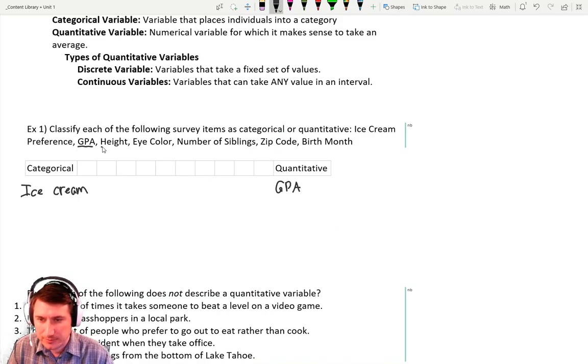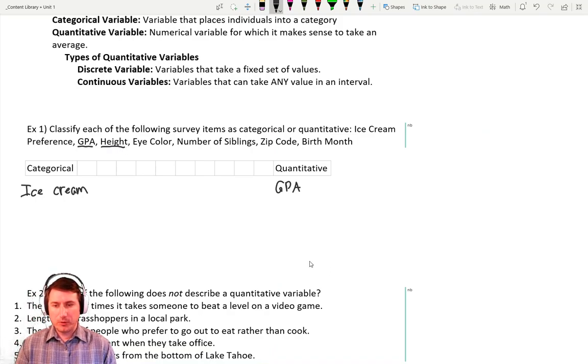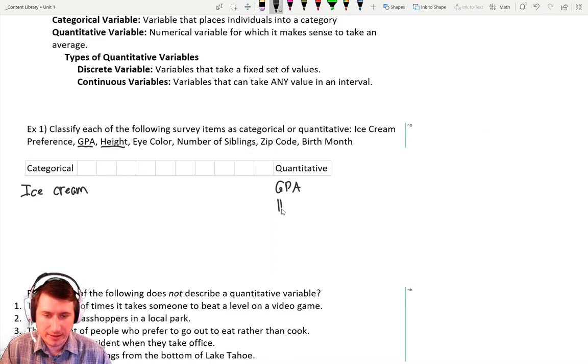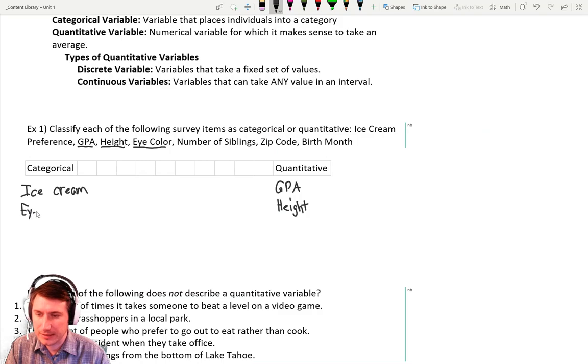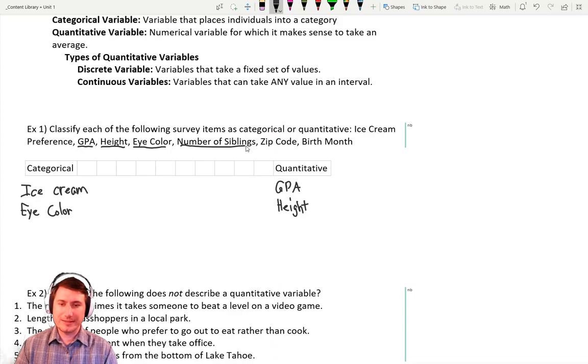What about height? Again, a number. Would it make sense to say the average height of blank is? Yeah, that would work. So that's over here, height. Eye color. Well, hopefully the color gives it away. We're putting people into categories, blue eyes, brown eyes, etc. Eye color is categorical. Number of siblings. If I ask you how many siblings do you have, how many brothers or sisters, that would be a number over here. So siblings.